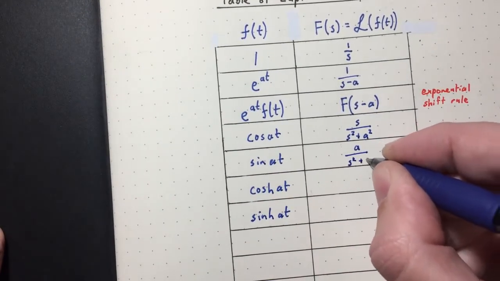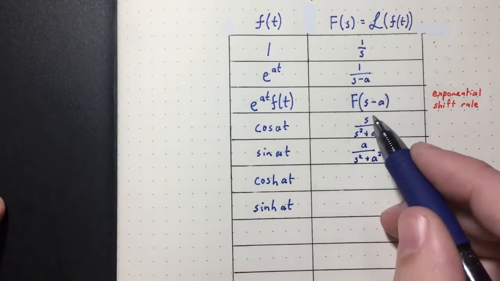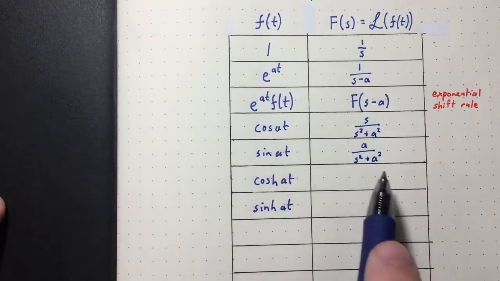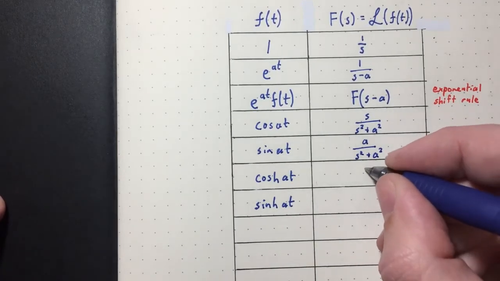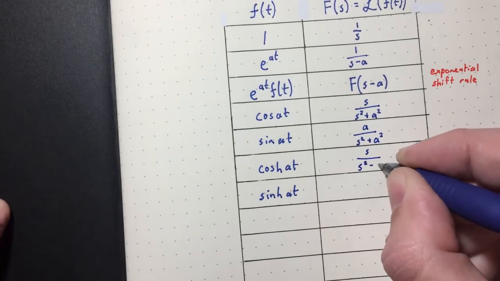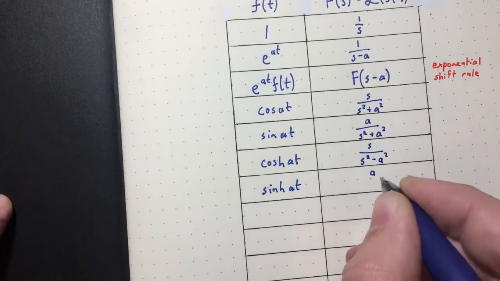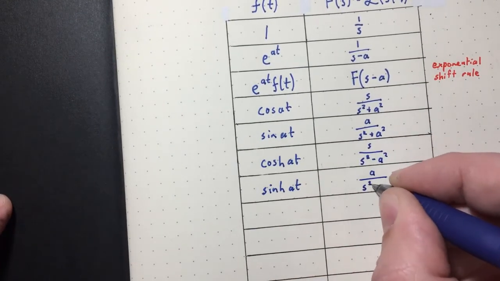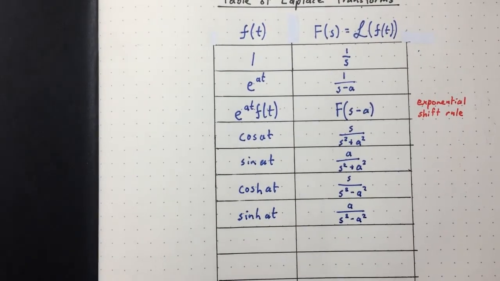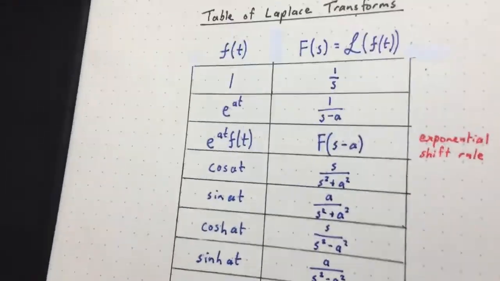Sine is a over s squared plus a squared. Now remember, s is the variable here, and a is just this number that we start with. And for the hyperbolic trig functions, we get s squared minus a squared in the denominator. That's the only difference. Okay, great. So our table is really starting to shape up here.